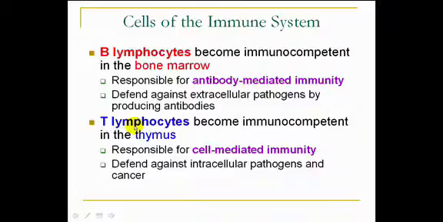Now T lymphocytes, they become immunocompetent in the thymus. So this should be easy to remember. Remember B, bone marrow, T, thymus. Now T lymphocytes get made in the bone marrow, but then they travel to the thymus to become immunocompetent. Now T lymphocytes are responsible for the cell-mediated immunity. And cell-mediated immunity specializes in defending against intracellular pathogens, such as viruses that infect cells, and cancer.